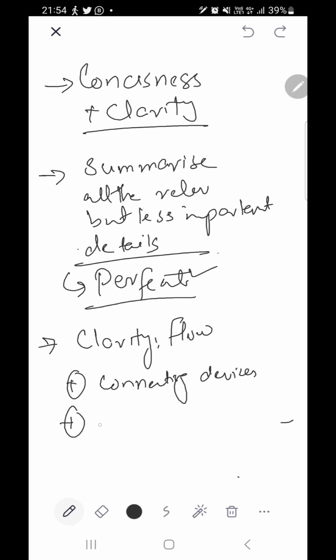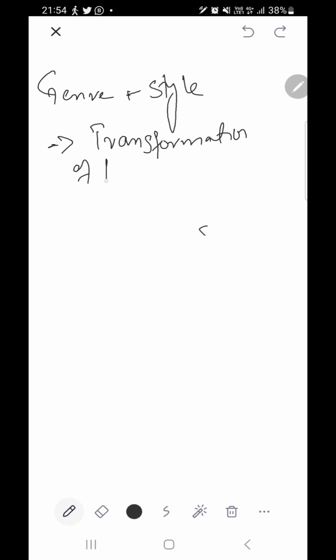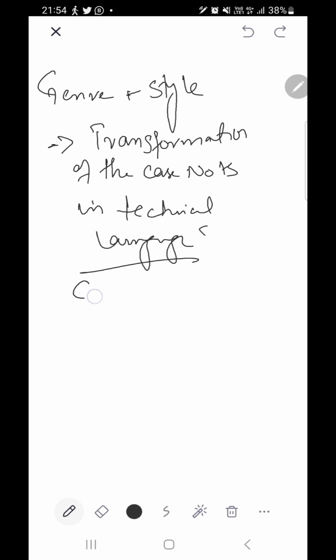We also have to learn the clubbing. Clubbing means writing the same information together, right? Then we have the genre and style. So first of all is the transformation of the case notes in technical language, or in simple words, as per the recipient, you have to transform.